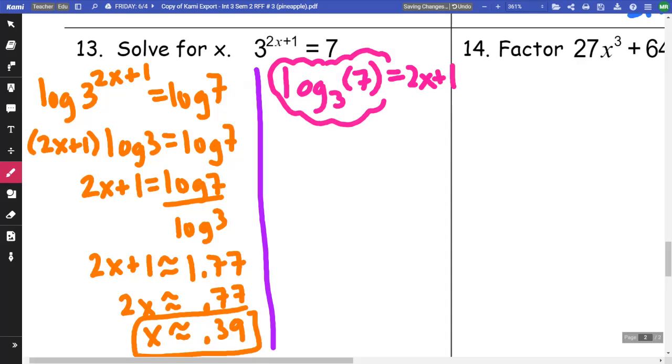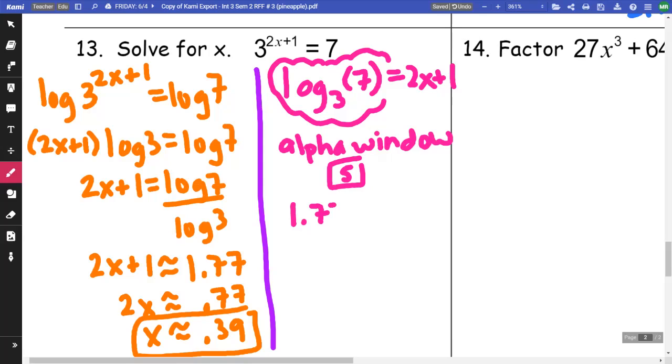I would do alpha, window, and then number 5. So alpha, window, and then number 5, I can put that log base 3 of 7 in my calculator. So I'm putting in my calculator and I end up getting about 1.77, again, keeping it in my calculator, equals 2x plus 1. You can see I have the same exact thing here. So I'm going to minus 1.